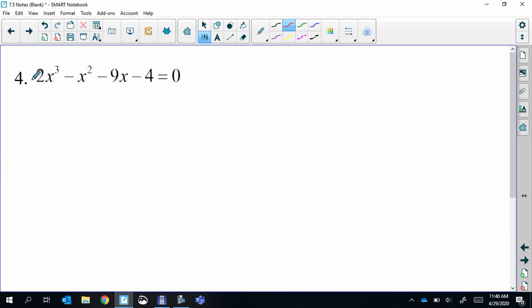So this one, when we look at it, changes signs 1 time. Since we've got those negatives in there, a positive root could work, probably just one of them, though. Let's write out our possibilities.